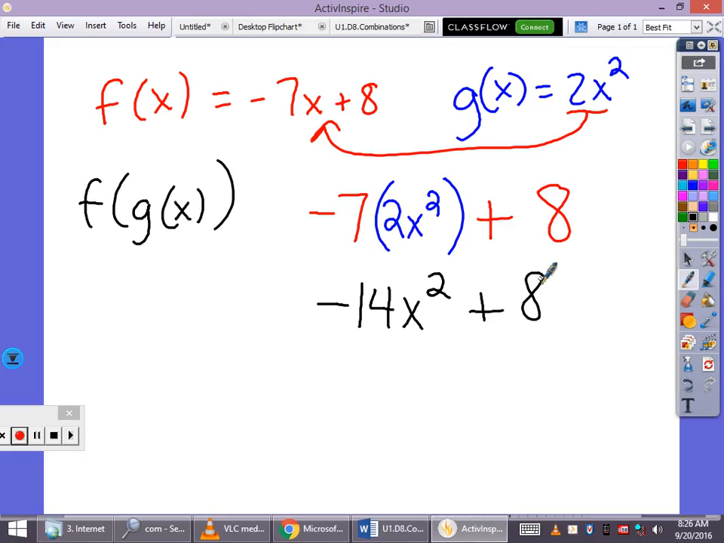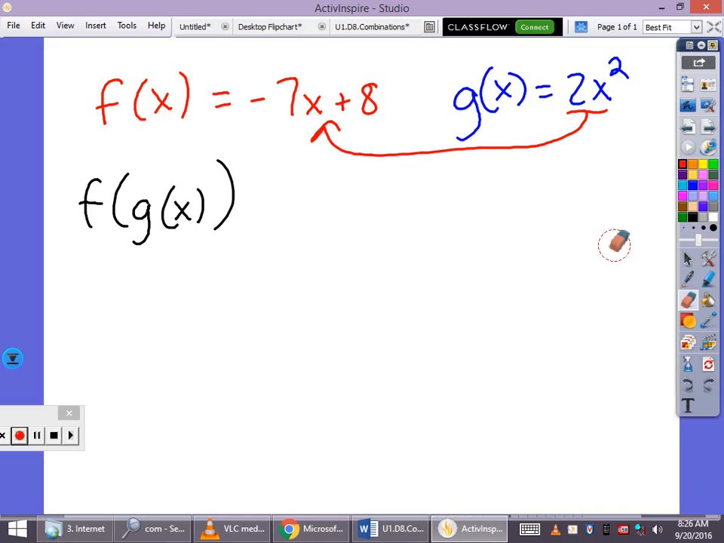Okay. So now I want to do f of g of 3. So this is a little more complicated. Let me erase. I want to do f of g of 3. So what's the very first thing I'm going to do? I'm going to solve for g of 3. So I'm going to plug 3 into the g of x equation. So that's going to be 2 times 3 squared. Yes? What's 3 squared? Times 2? 18.